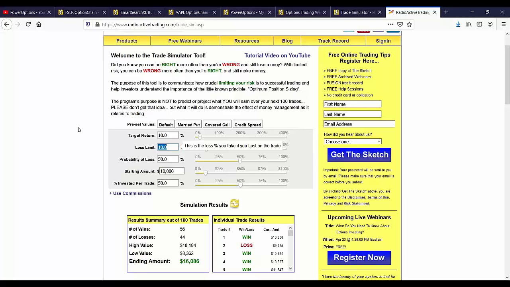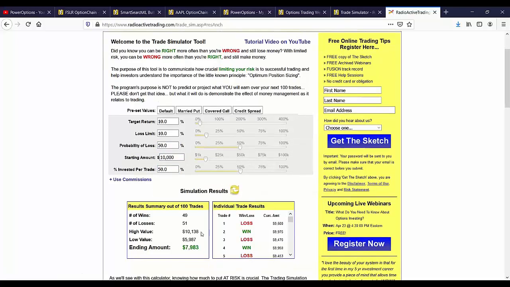Some stocks are going to gain, some stocks are going to lose. Flip a coin 100 times. Heads we win, make 10%. Tails we lose, and lose 10%. Start off with $10,000 and allocate 50% to each trade.